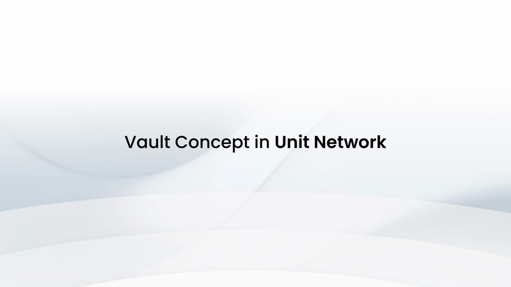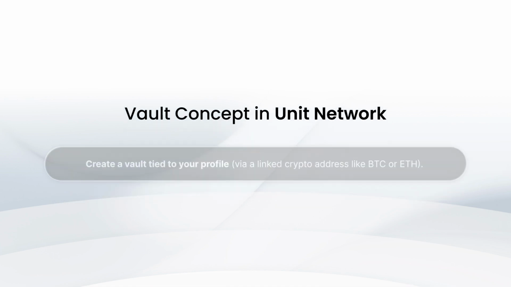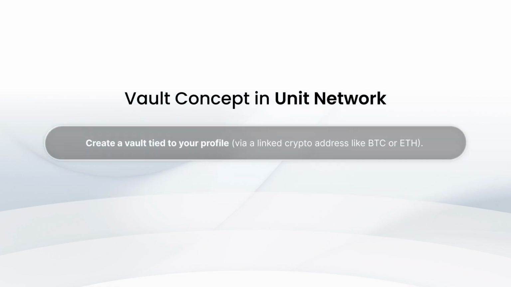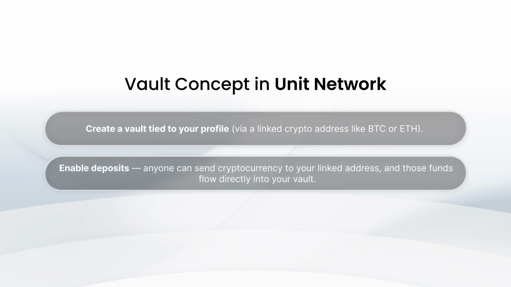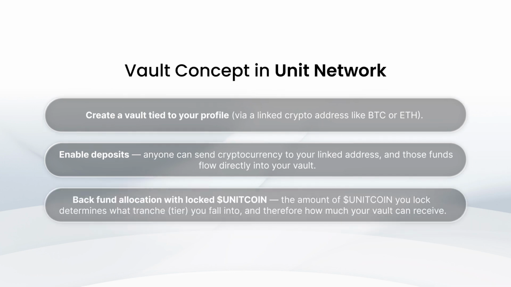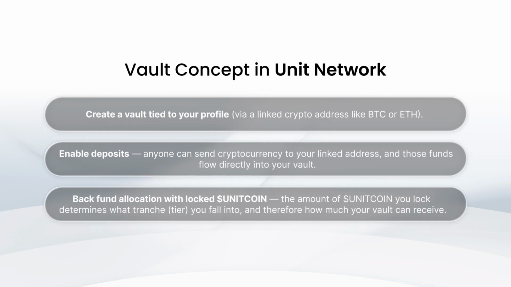Part 1. Vault Concept and Unit Network. A vault is like a secure digital locker inside the Unit Network, where you lock unit coin in order to create a vault tied to your profile via a linked crypto address like BTC or ETH. Enable deposits. Anyone can send cryptocurrency to your linked address, and those funds flow directly into your vault. Back fund allocation with locked unit coin. The amount of unit coin you lock determines what tranche tier you fall into, and therefore how much your vault can receive.